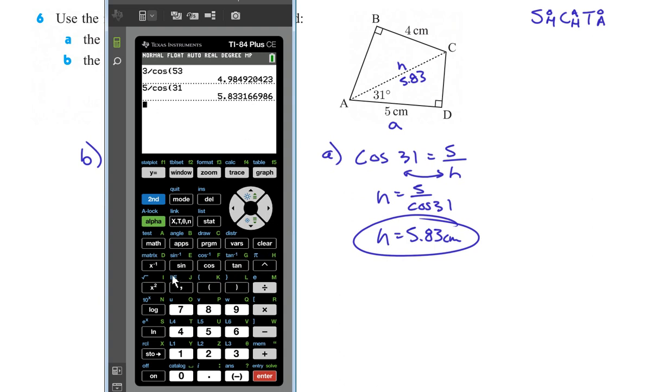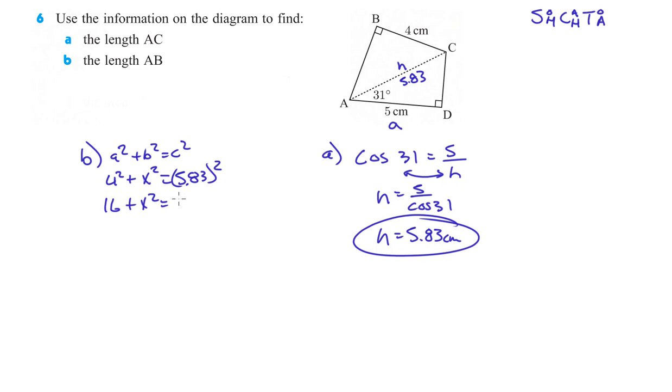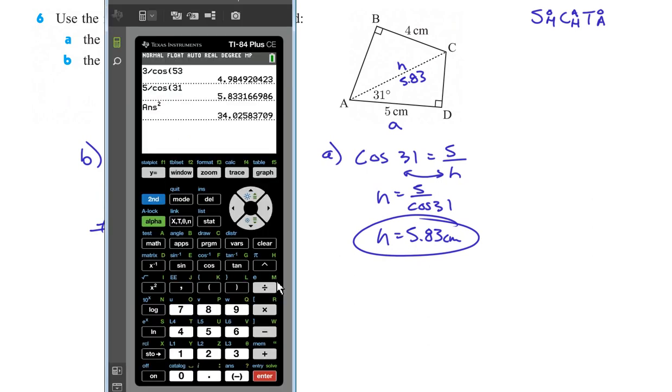You know what? That's already in there. I'm just going to do squared. And it's not even a rounded answer. 34.0, we'll call that, 34.0. Subtract 16 from both sides. And we get x squared equals 18. So we square root both sides, and that will tell us what our x is.